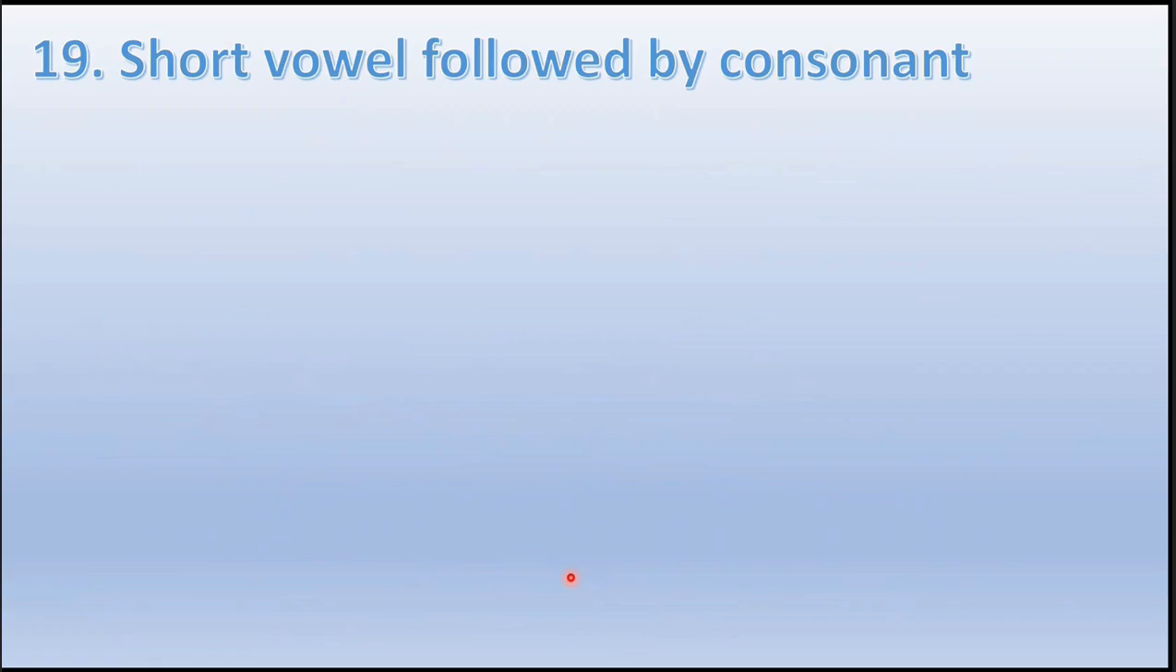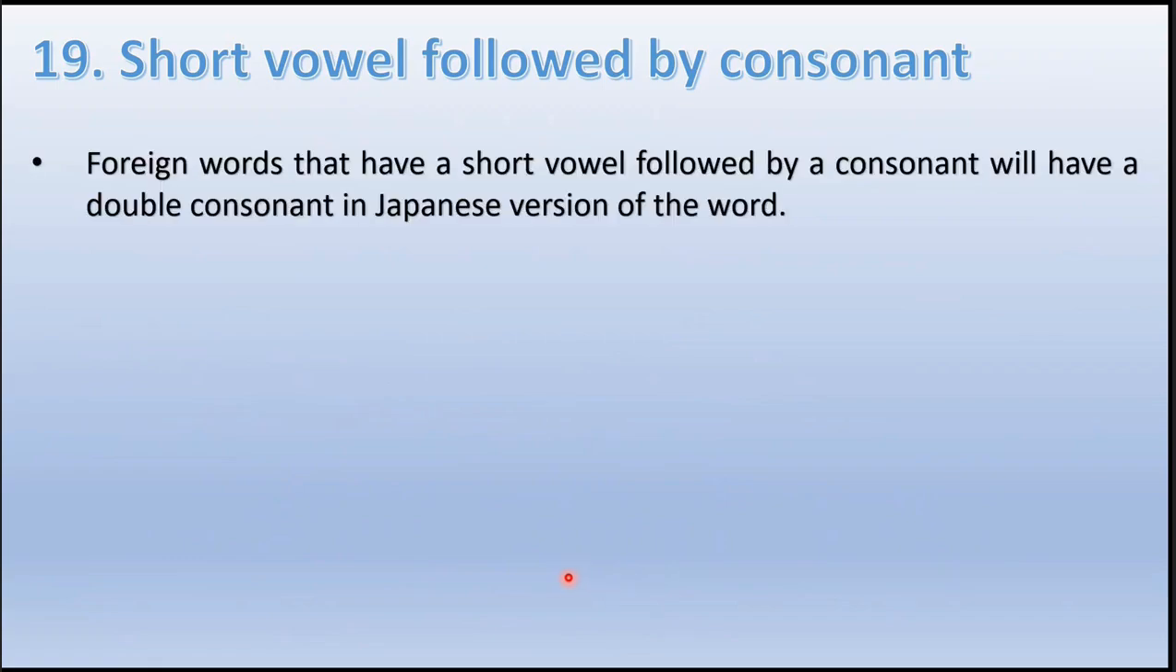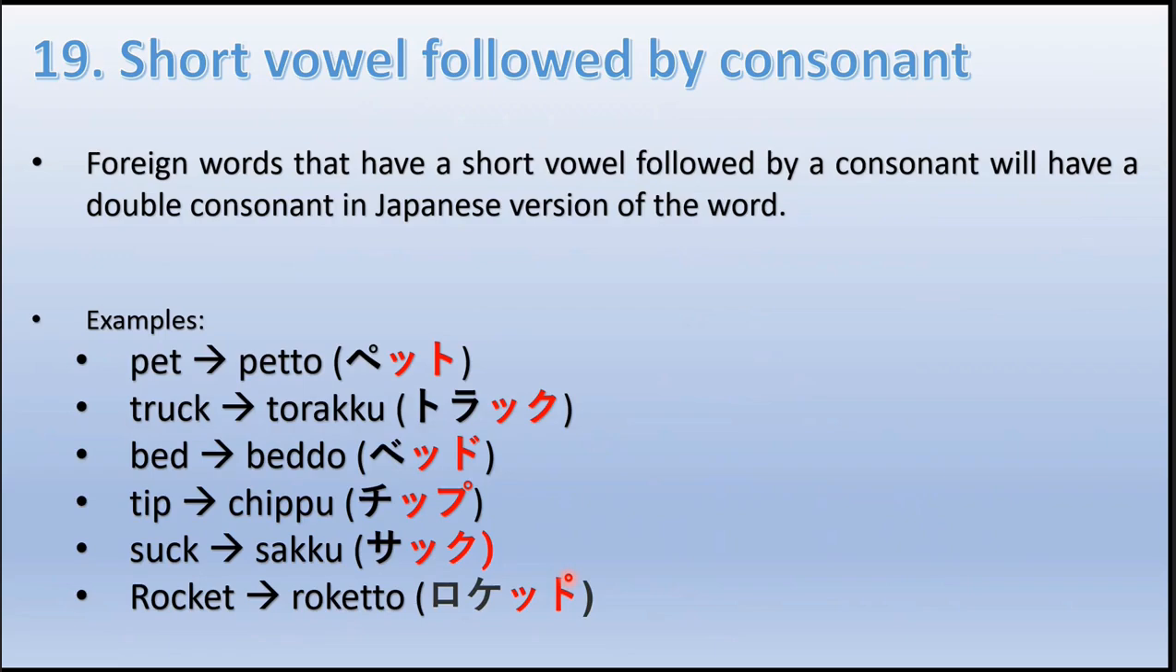Rule number 19 is short vowel followed by consonant. Foreign words that have a short vowel followed by a consonant will have a double consonant in the Japanese version of the word. What does it mean? For example, pet becomes petto. Here you can see the double consonant, and you might remember we have discussed in both hiragana and katakana lessons that for a double consonant we write a small tsu and then the full consonant that needs to be doubled. So pet becomes petto, truck becomes trakku, bed becomes beddo, tip becomes chippu, suck becomes sakku, rocket becomes roketto.